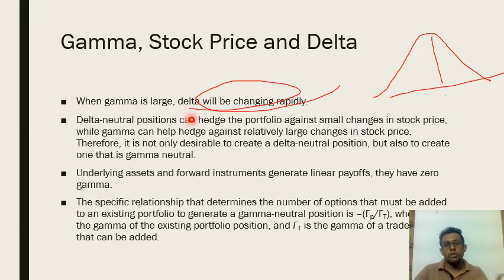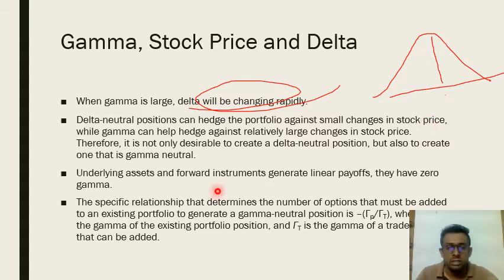The delta neutral position can hedge the portfolio only for small stock price changes. This is important. As we have already discussed in our delta lecture, delta can be used only for small changes in stock price. But gamma can be used not only for small changes but for large changes also. So it is not only desirable to create a delta neutral position, but it is also desirable to create a gamma neutral position where the underlying stock is hedged using gamma.